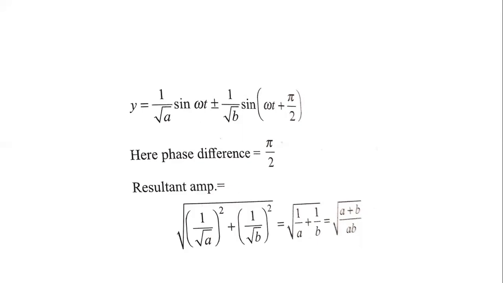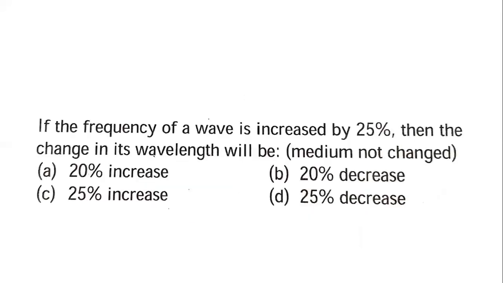Let's go to the next question. If the frequency of a wave is increased by 25%, then the change in its wavelength will be. Medium is not changed. You can observe the information given in the bracket. When the medium is not changed, remember the wave velocity will remain constant. So options are given: 20% increase, 20% decrease, 25% increase, and 25% decrease.